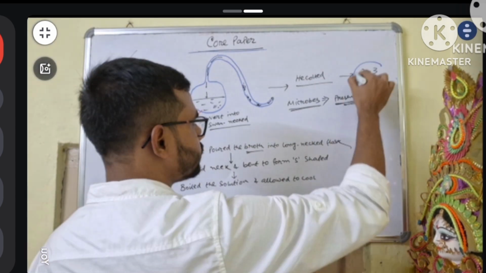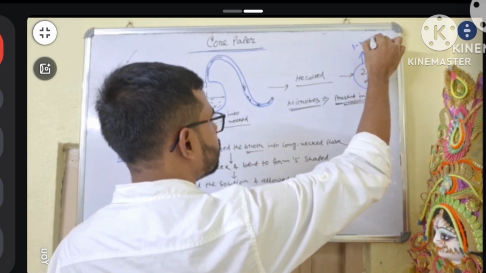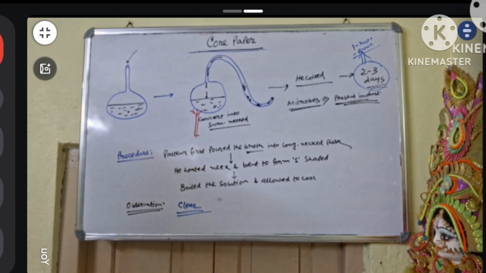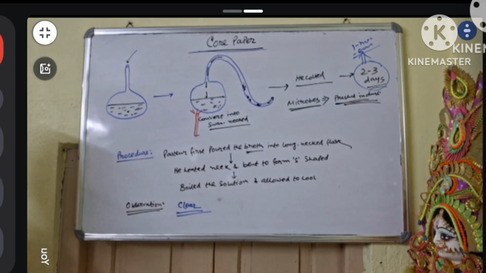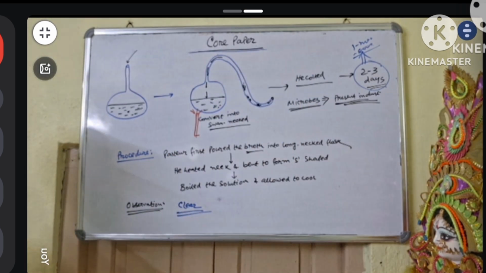So not only 2 to 3 days, for 1 month to 6 months, the broth remains clear easily. Do not need any prior treatment. The broth remains clear for 1 to 2 months easily.